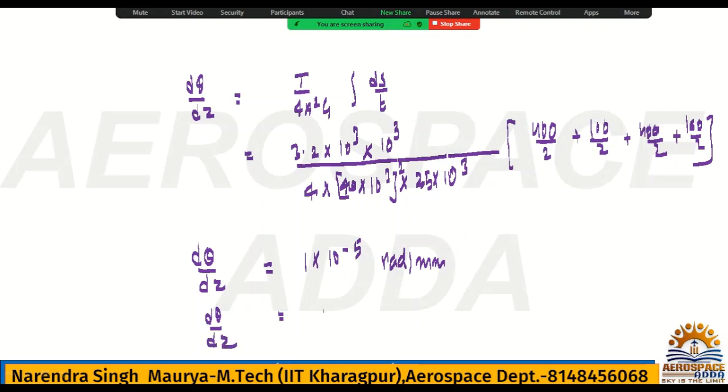So if you convert into radian per meter, what value will you get? It is 10 power minus 3, so it may be 0.01 radian per meter. Can you say like this? Yes, sir. Right, so this will be your answer. This was a question they asked in GATE. Now we'll go for another question.